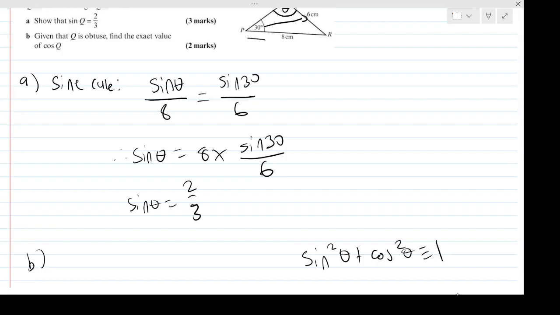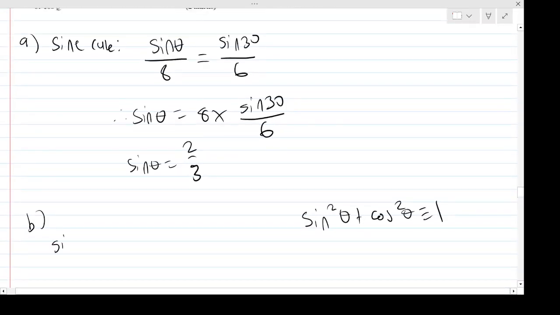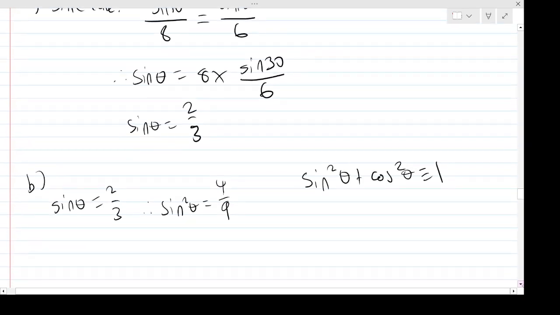And we know that sine theta is 2/3. So therefore sine squared theta is going to be the square of 2/3, which would be 4/9. Right, and then I can substitute that into there, right? Into the identity. So then I'm going to get 4/9 add cos squared theta is 1.